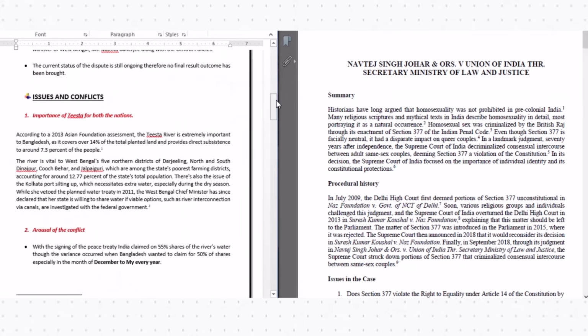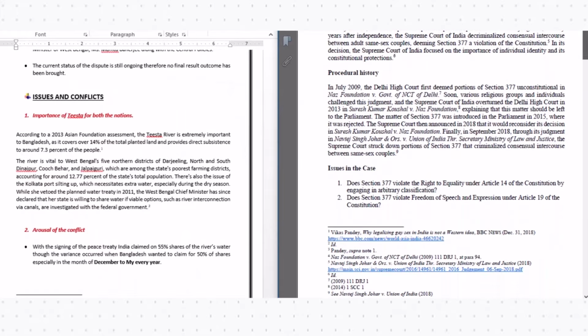Now comes the issues and the conflicts. And if I display this side again, you have the issues of the case. So you write down all the issues point wise.